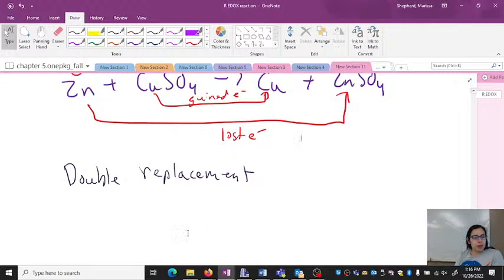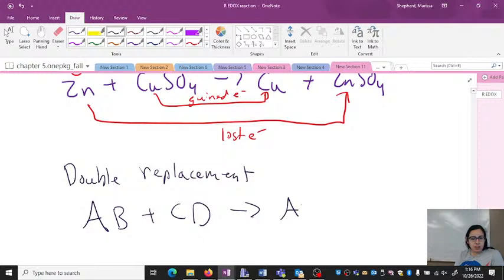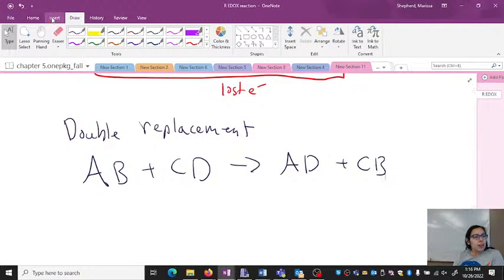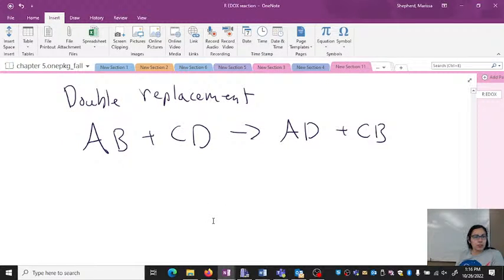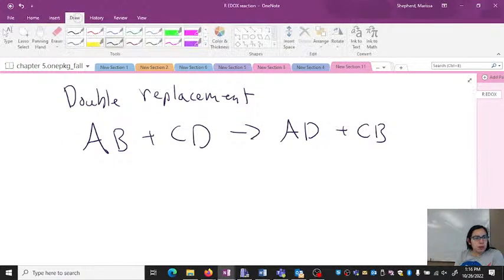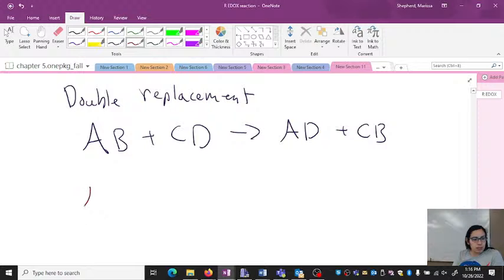So they kind of swap partners. So generally it's like A plus B plus C and D gives you AD and CB. And so I think you had one in lab that was silver nitrate, and this would have been aqueous in solution, plus some sort of chloride, so it's probably sodium chloride in lab.